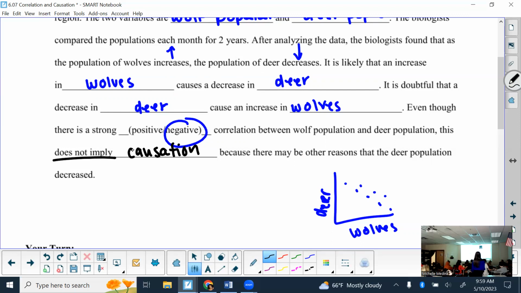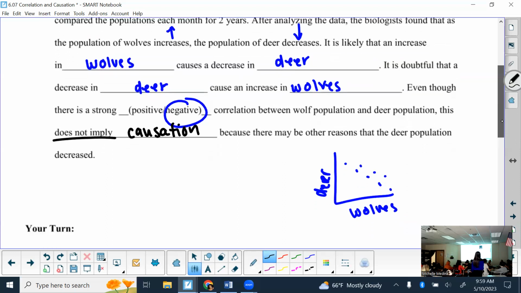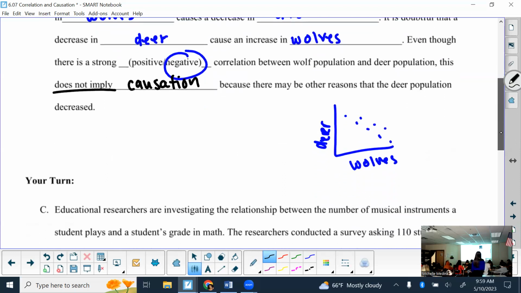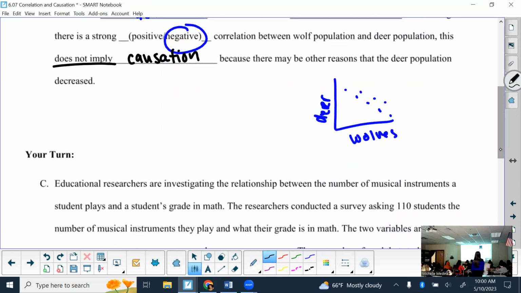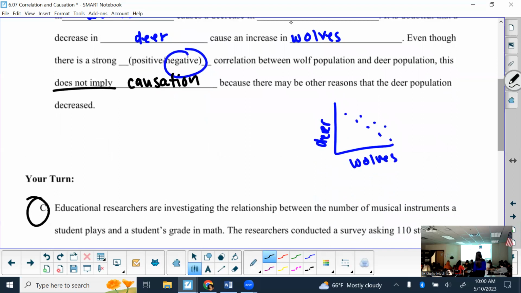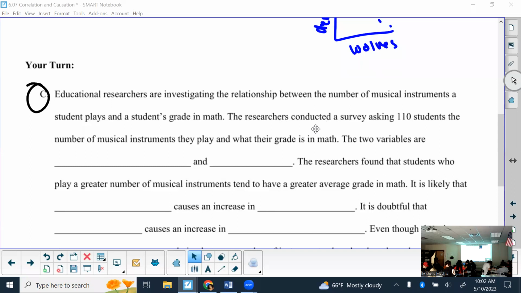Questions on that? Okay, so then you guys try the one that's underneath it, try filling in the blanks. So educational researchers are investigating the relationship between the number of musical instruments a student plays and the student's grade in math. So try filling in those blanks about correlation and causation. Researchers conducted a survey asking 110 students the number of musical instruments they play and what their grade is in math.